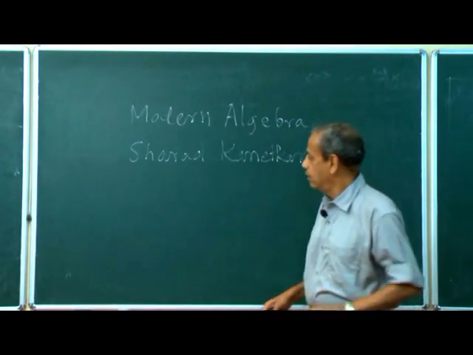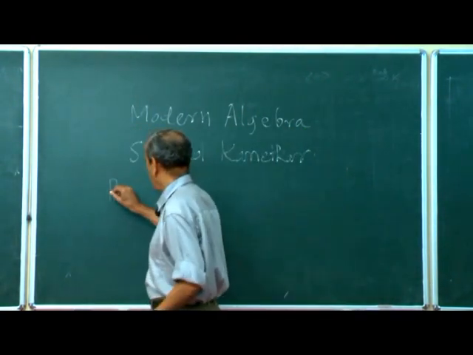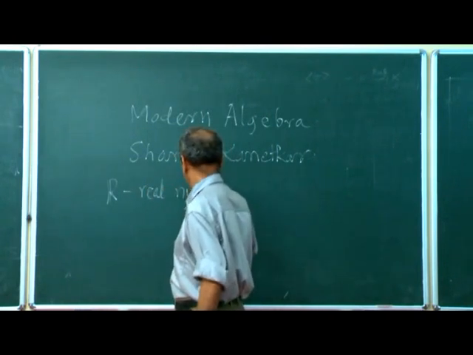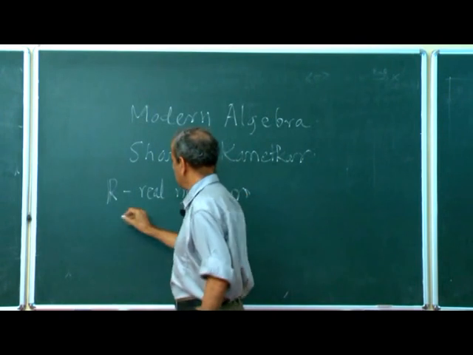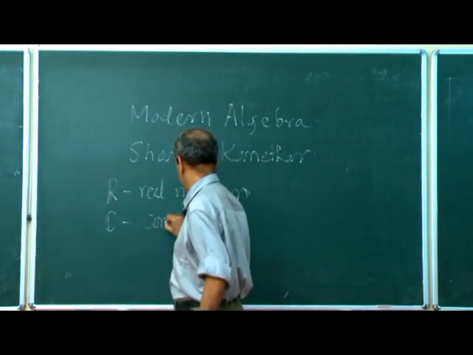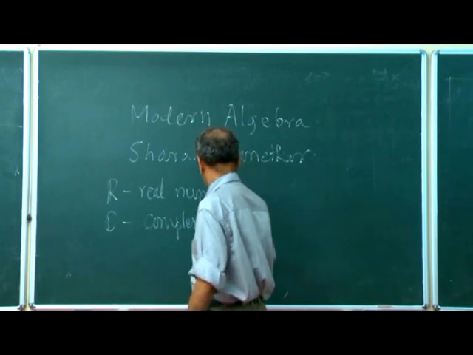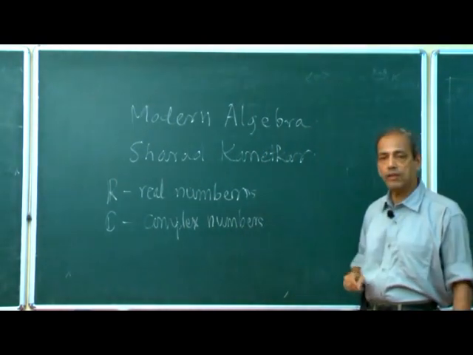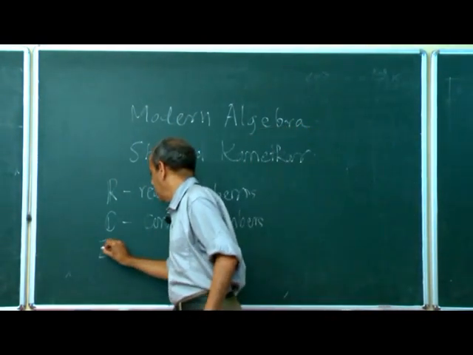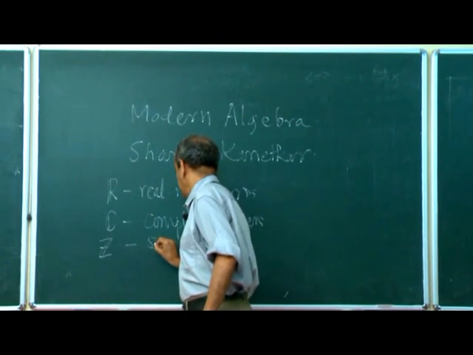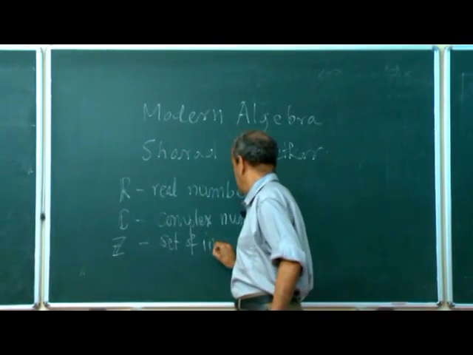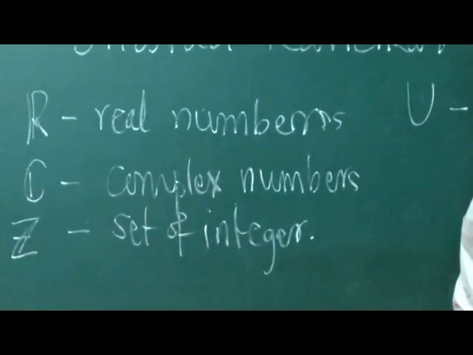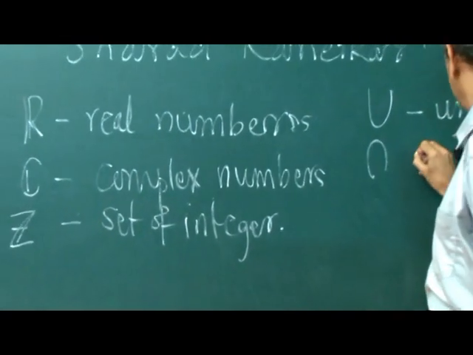Before we start on serious matter, let me fix the notations which I am going to use throughout the course. First is R, the real numbers. C, complex numbers. Z, the set of integers. Then union, intersection.